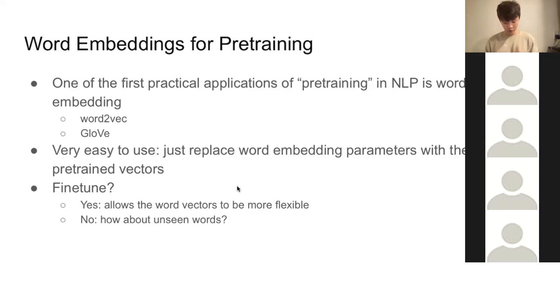In general, there wasn't a single best answer. A few conjectures are that if you fine-tune, it allows the word vectors to be more flexible, which means it's usually good. But the bad thing about fine-tuning is that you will not be able to handle unseen words well, because you already shifted the word embedding distribution, and then you see an unseen word during testing. Even though that word was actually in the initial pre-trained word embedding vocab, you still have a domain shift, right? So that's a bad thing. And because it has pros and cons, there is no single good answer.